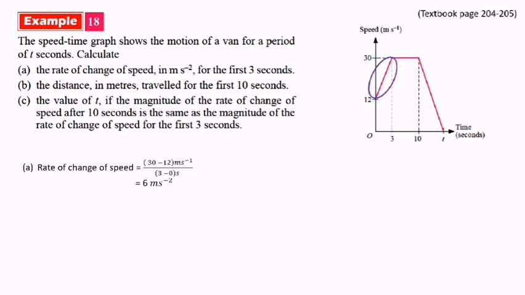Speed-time graph. To find the distance, we will use the area under the graph. So the first 10 seconds is here, the blue color area. So divide this area into two parts, A and B. Part A is a trapezium and part B is a rectangle. Distance traveled equals 1/2 times the sum of two parallel lines, (12 plus 30), times 3, the distance between the two parallel lines, plus the rectangle here, (10 minus 3) times 30.